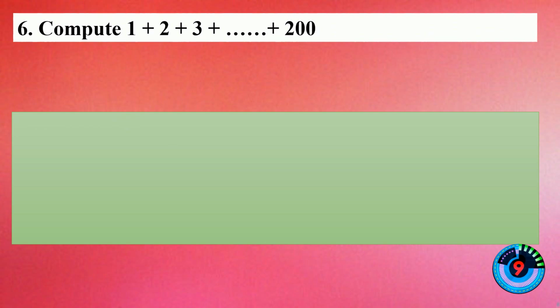Question number 6. Compute 1 plus 2 plus 3 plus the terms in between, plus 200. So we need to compute this particular number sequence. The first term is 1, the last term is 200. Using the formula that we have already learned, we can solve this sequence. Let us now look at the solution.